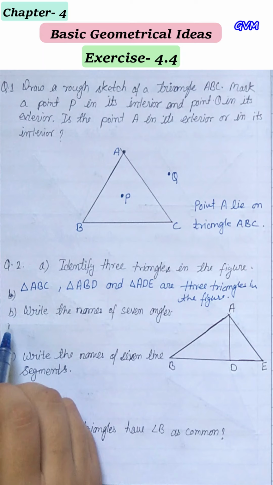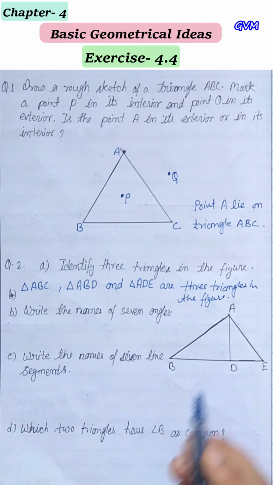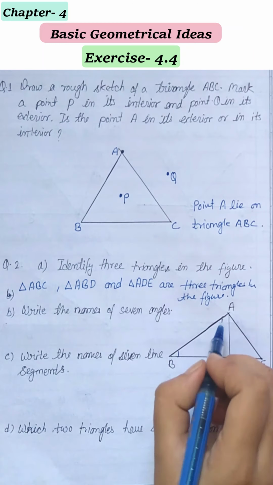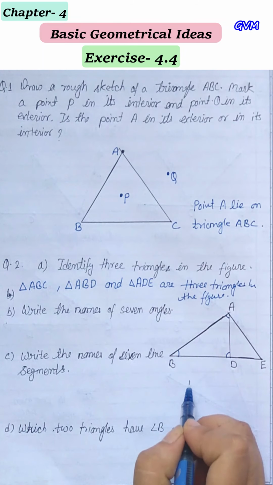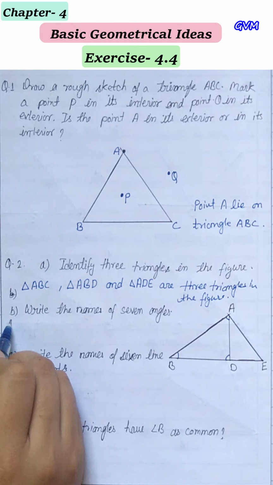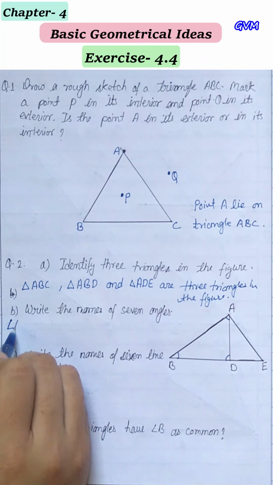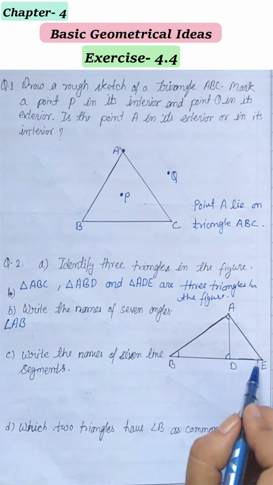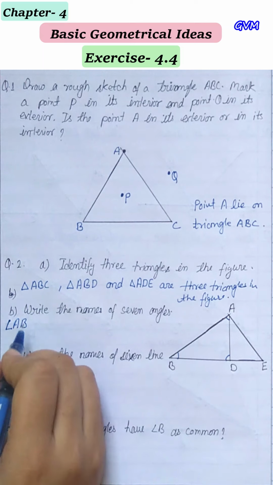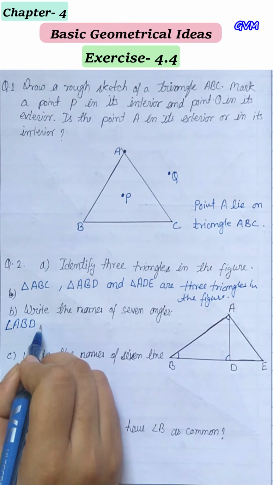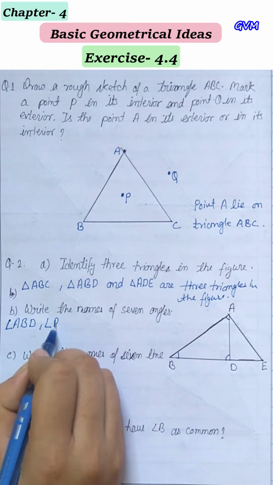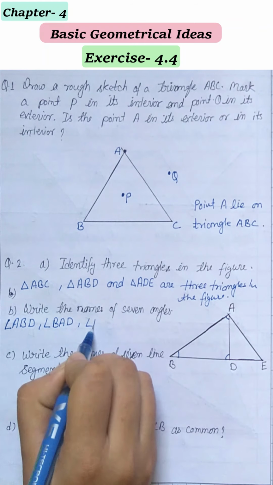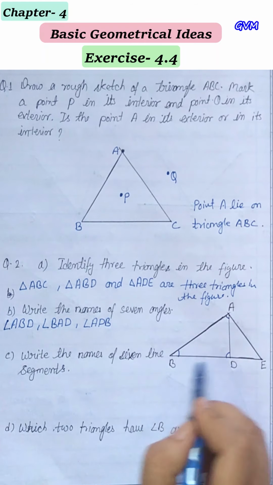Okay, now the B part is to write the names of 7 angles. Let us first see where these 7 angles are. So first this angle, second this one, third this one. So write here angle ABD, or we can say ABE. Okay, so ABD and ABE are both the same angle. So angle ABD, angle BAD, and angle ADB in the triangle ABD.